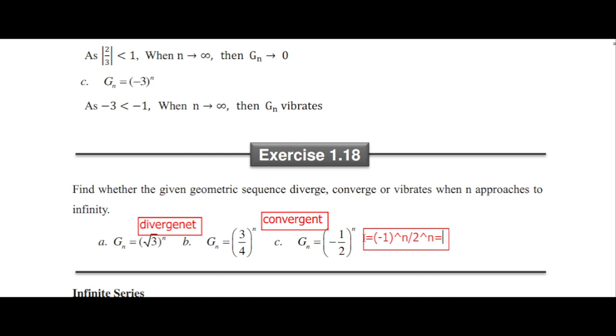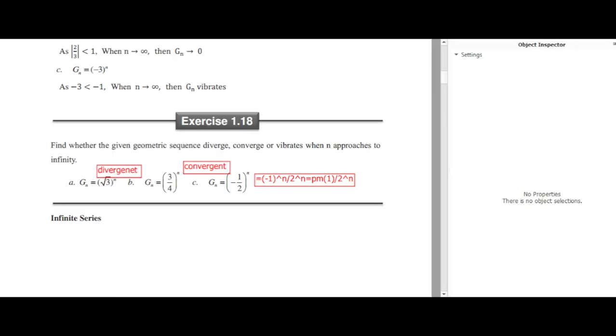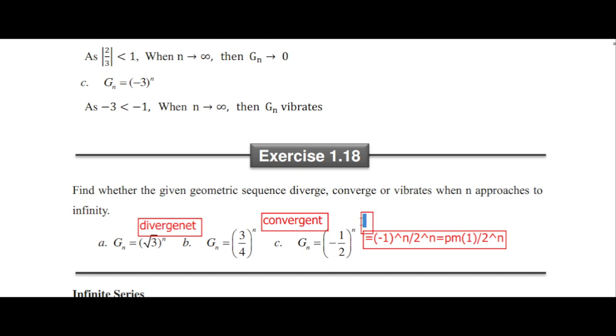Again, (-1)^n is plus or minus 1, so we have plus or minus 1 over 2 to the power of n. Plus or minus 1 divided by a large number approaches 0. So this is convergent. As n approaches infinity, this sequence approaches 0, so we can generalize that this sequence is a convergent sequence.